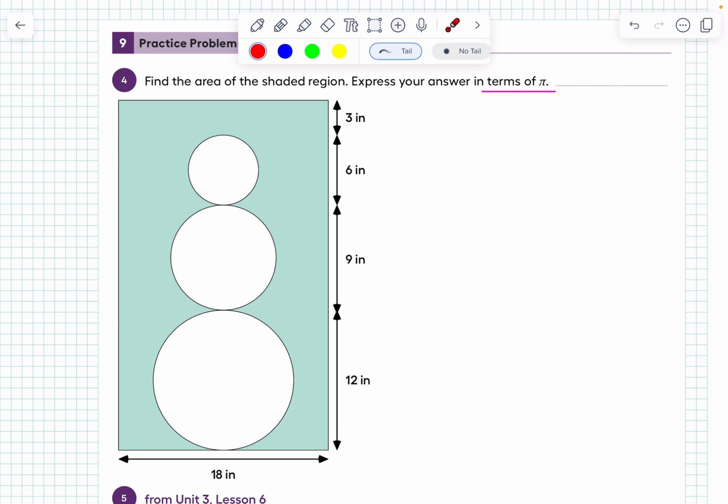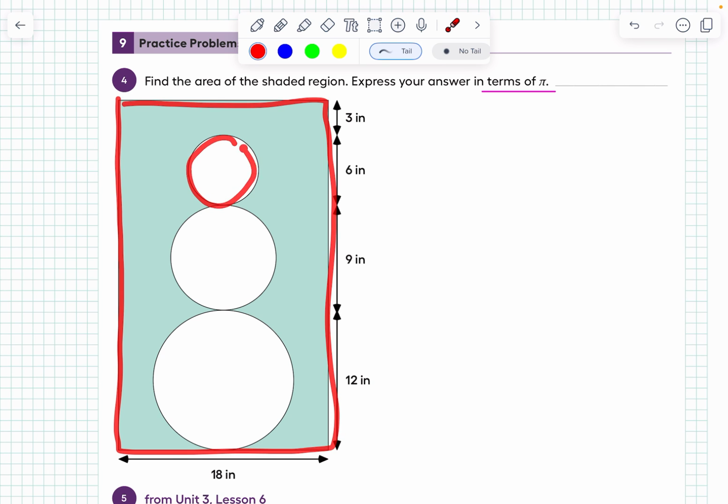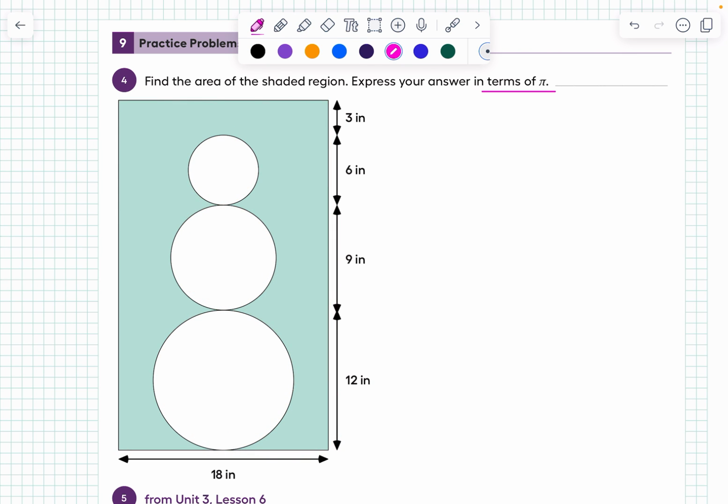All right, so what do we see at the root of this problem? I see a rectangle and I see 3 circles, almost like a snowman. So I'm going to write down the formulas that I need. I have area of a rectangle, which is base times height. Let's do that one first because that's got to be easier.